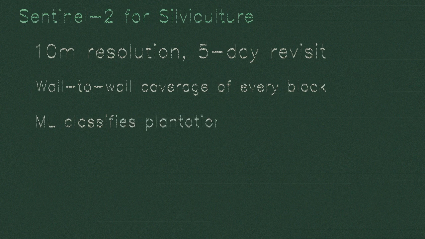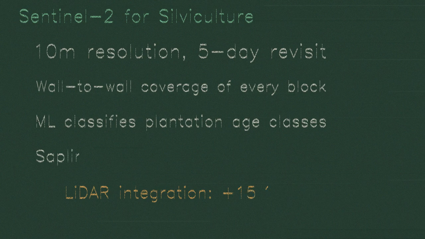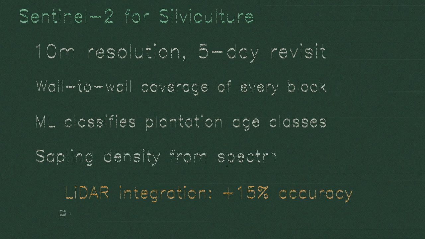A study using random forest regression in New Brunswick's Acadian forest showed you can estimate sapling density from Sentinel-2 imagery, and when you integrate LiDAR data, accuracy improves by about 15% over Sentinel-2 alone. The big picture shift is going from point-based sampling to continuous wall-to-wall monitoring. Let us talk about the actual workflow. If a forest company wanted to implement this today, what does the process look like step by step?